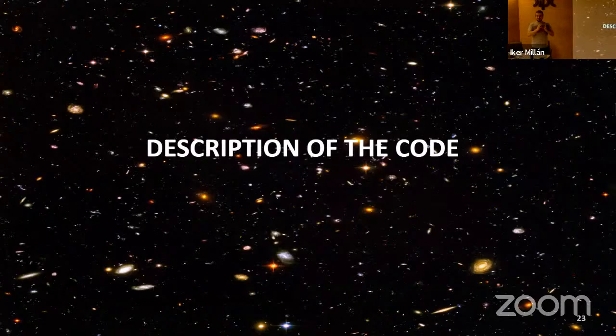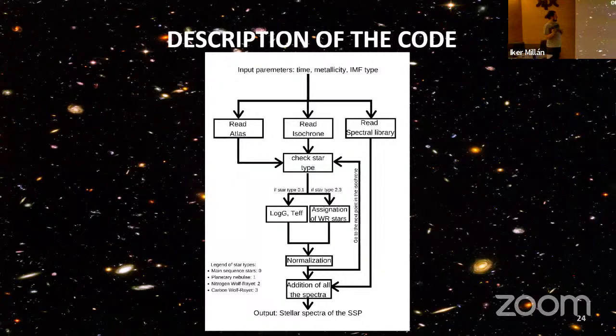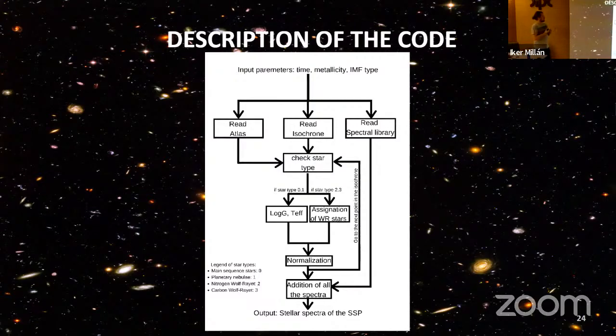So once we have all the ingredients, how do we mix everything together? The code just asks for the metallicity and the IMF that you want to use. So you can try different ones, and it changes the final result. Once you have it, it reads the atlas, the isochrone and the library, and it reads out the isochrone and assigns for each mass step in the isochrone. It checks if it's a normal regular star that doesn't have much mass loss, or if it has a very strong mass loss rate. So it has a special assignation for the Wolf-Rayet stars, or if not, it assigns them by effective temperature and surface gravity. It iterates until all the isochrone is done, and then in the end it just adds up all the spectra to have the stellar spectra of the stellar population.